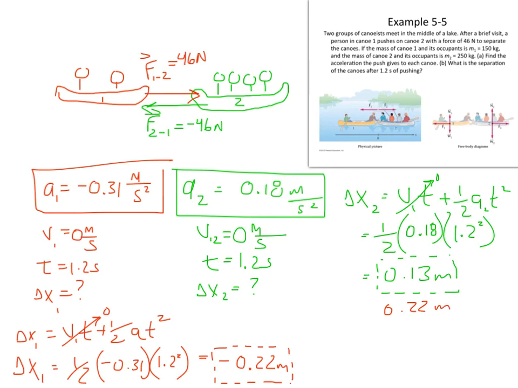So if canoe 2 is displaced 0.13 meters, and canoe 1 is displaced 0.22 meters in the opposite direction, then total separation is really the sum of those two. All right, so what is that? 0.35 meters. You have to do that in a different color because it's not red nor green. It's the separation between both of them. 0.35 meters is our total separation of the canoes after 1.2 seconds.